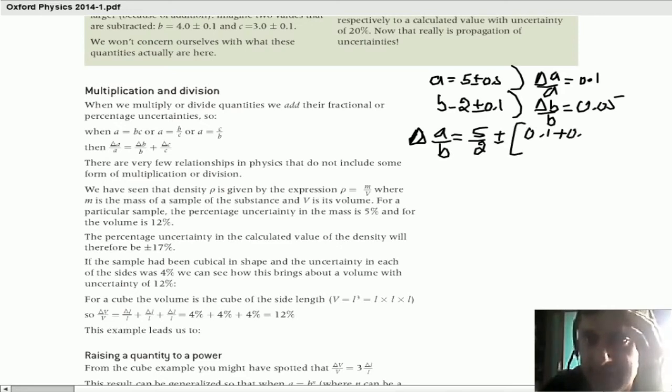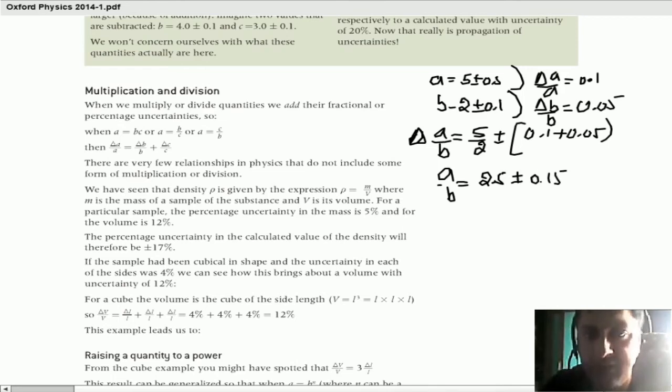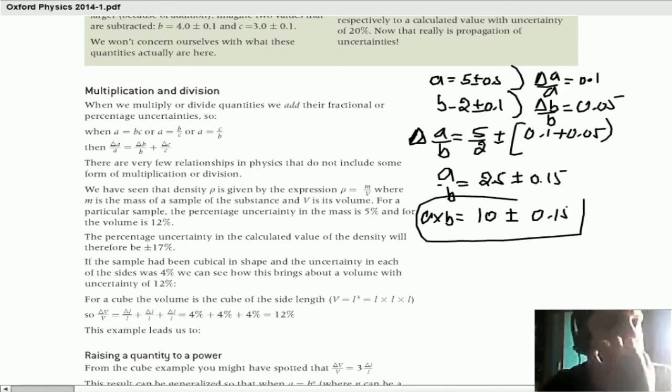The fractional errors get added. Fractional error, I'm using the word, not the absolute. So A by B is equal to 2.5 plus minus 0.15. Similarly, if you have to do A into B, you multiply them and just add the fractional errors. Right? Any doubt? No.